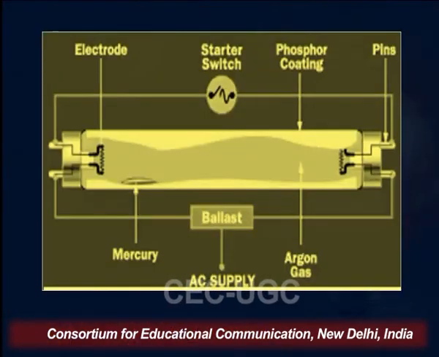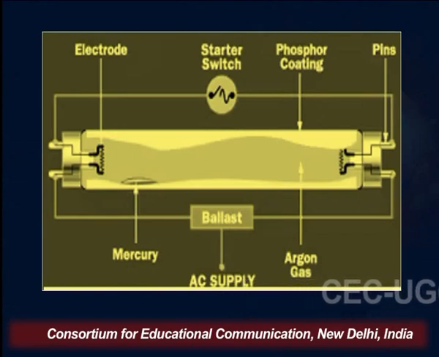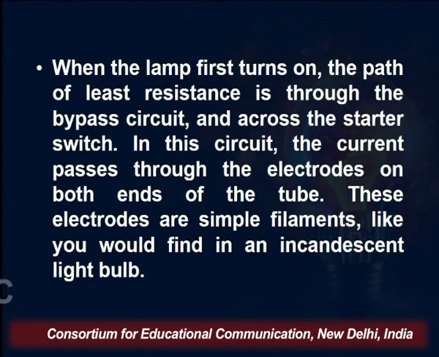You see on the screen, this is one type of fluorescent, a linear type of fluorescent. We have an electrode, and these two pins are connected with the starter switch. Moreover, we have a phosphor coating on the wall of the glass, mercury is filled in, AC is supplied to the points, and argon gas is filled in, and it glows as it energizes. When the lamp is first turned on, the path of least resistance is through the bypass circuit and across the starter switch, and in this circuit the current passes.